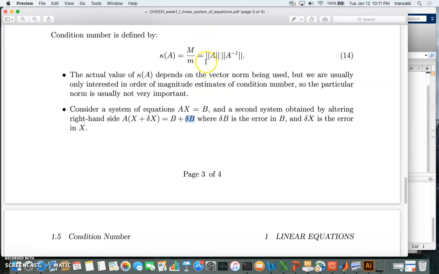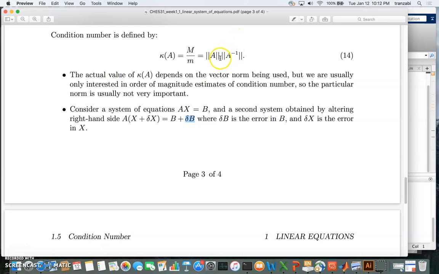Okay, so this kappa of A is also equal to the norm of A. This double vertical lines means norm. We can also find the norm of a matrix, similar to the norm of a vector. So to avoid confusion, this double vertical lines means the norm of a matrix. If you get the norm of A and then multiply it by the norm of A inverse, that's equal to the condition number.